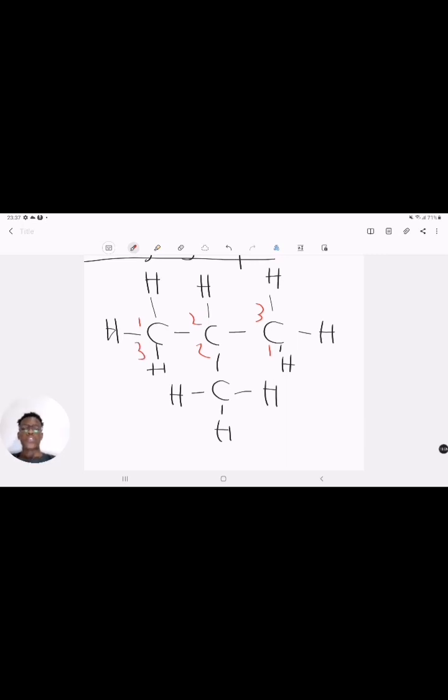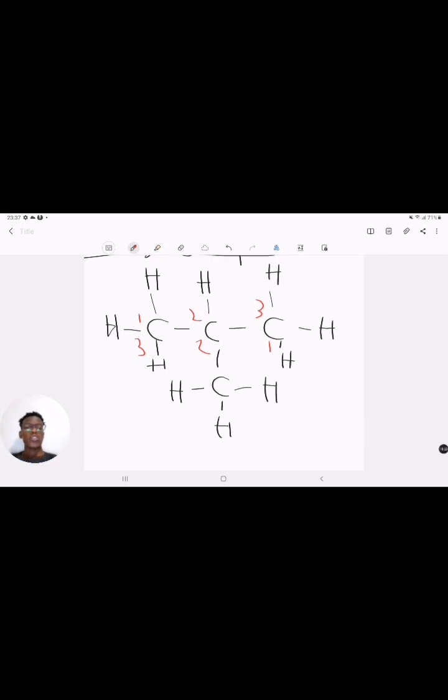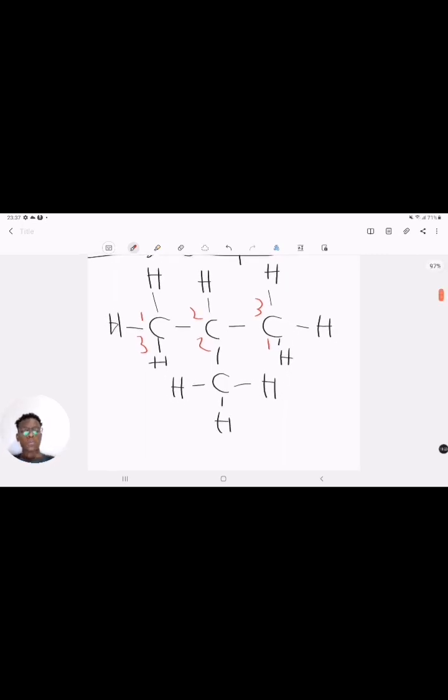Why are you numbering from left to right and right to left? You want to number it such that the smallest number is attached to your functional group, or to the carbon that has your functional group, right? That's why you number so that you identify the smallest number that can be attached to the carbon with your functional group. So now, how do you name this thing?